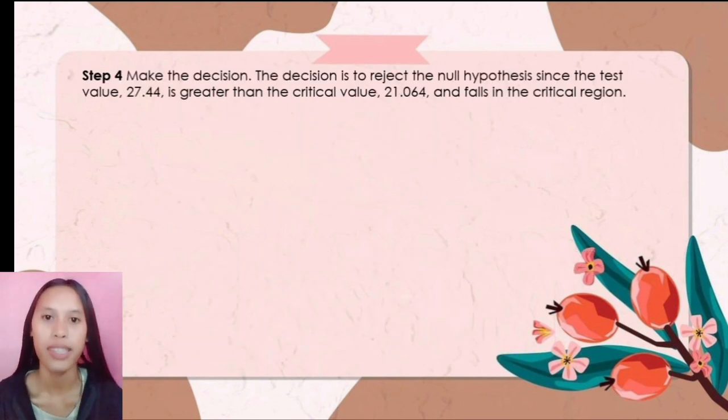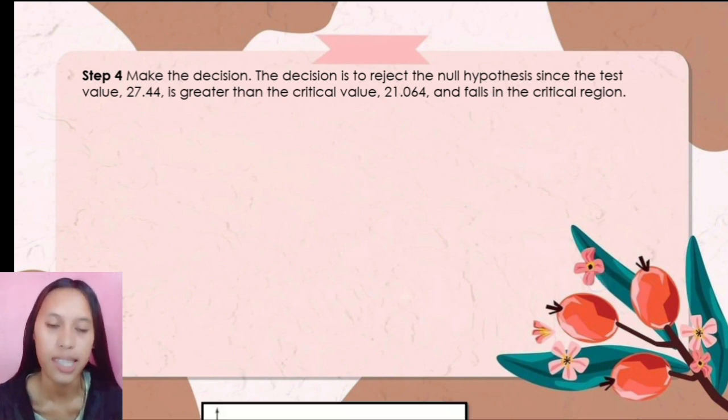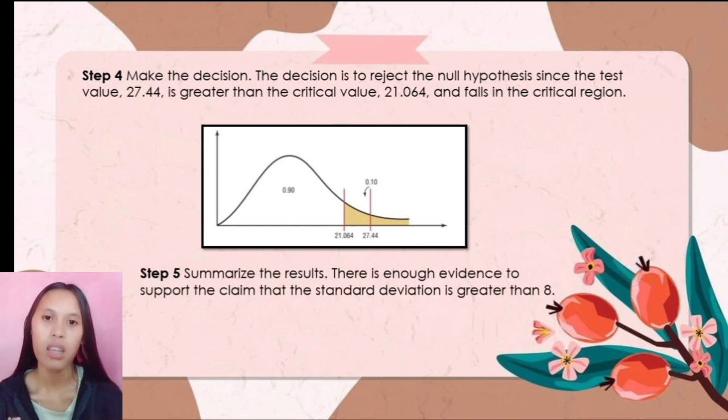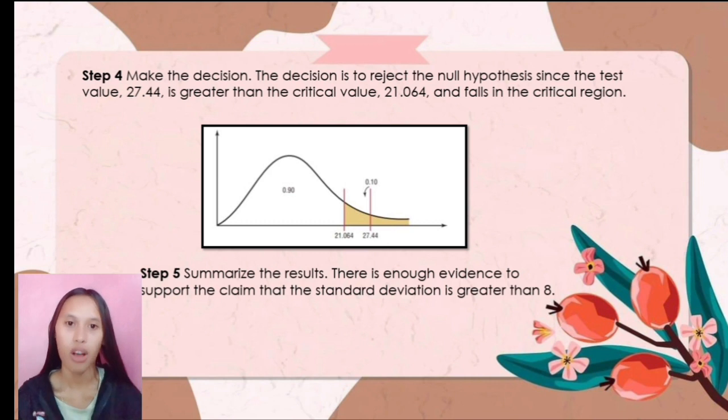So in our step 4, let us make the decision. The decision is to reject the null hypothesis, since the test value 27.44 is greater than the critical value, which is 21.064, and falls in the critical region as what we have seen in the graph above. So now let us summarize the result. There is enough evidence to support the claim that the standard deviation is greater than 8.